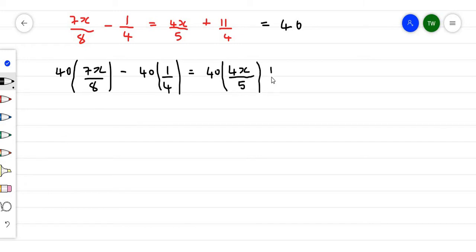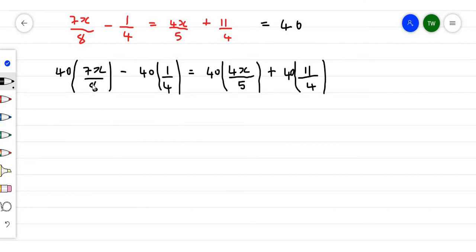Then put back our plus sign. Then we're going to take 40 to multiply our fourth term here, or the final term, which is 11 over 4. Now by doing this, by multiplying each term by the lowest common multiple, it's going to allow us to eliminate the denominators.